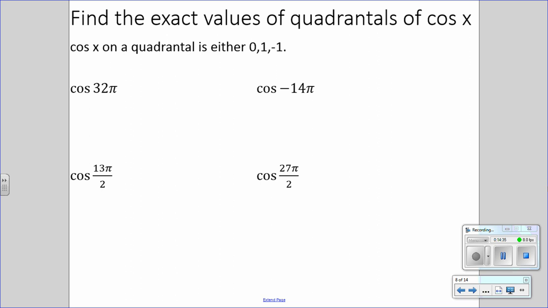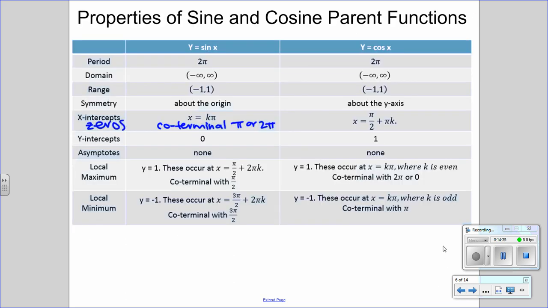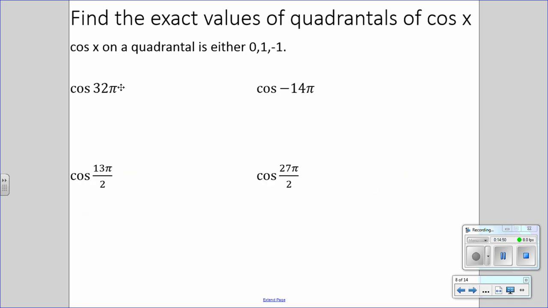Pause this if you need to, but otherwise I'll keep going. Cosine of 32 pi, if we flip back to our chart, whole number pi's, we do have to figure out whether it is an even number or an odd. Since 32 is even, that means this is a local maximum. So cosine of 32 pi is 1.